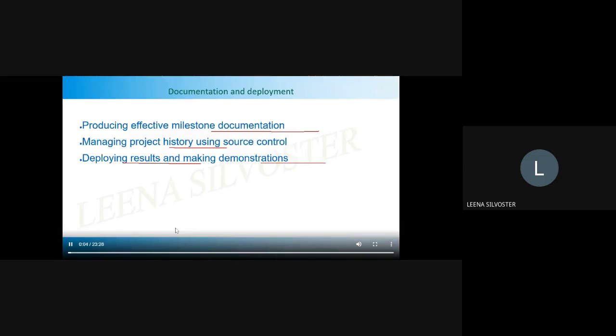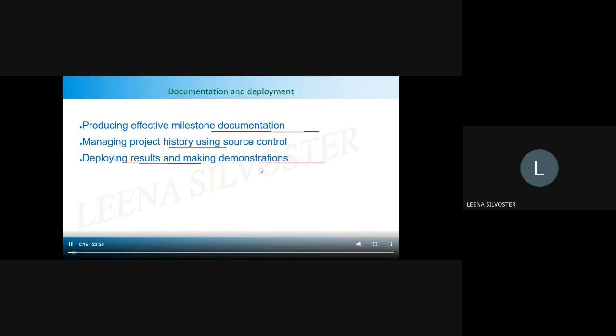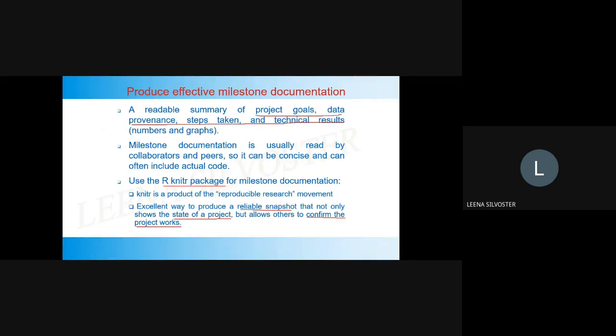Module 6. It's about documentation and deployment. Here we are dealing with producing milestone documentation, managing the project history using source control, producing the results, and making some demonstration. Okay, first, about producing an effective milestone.